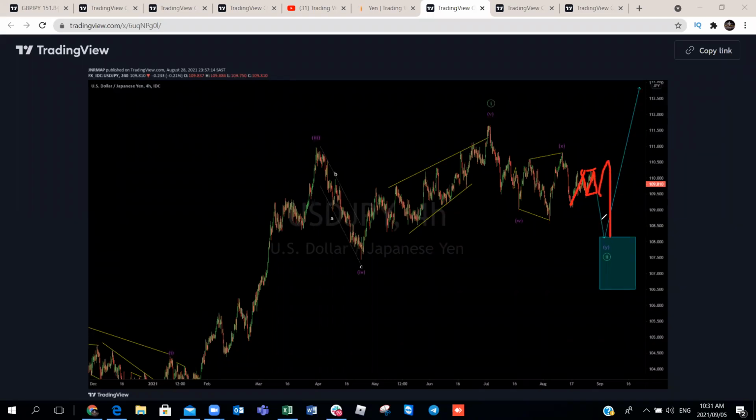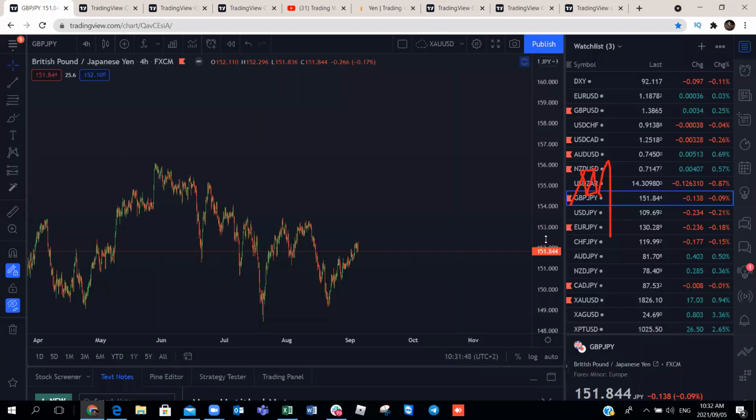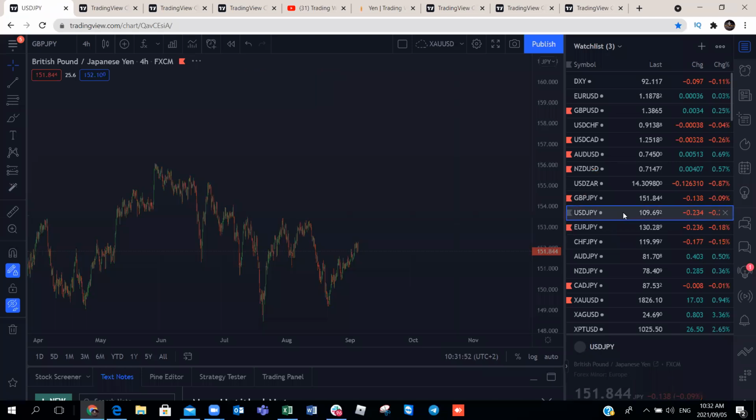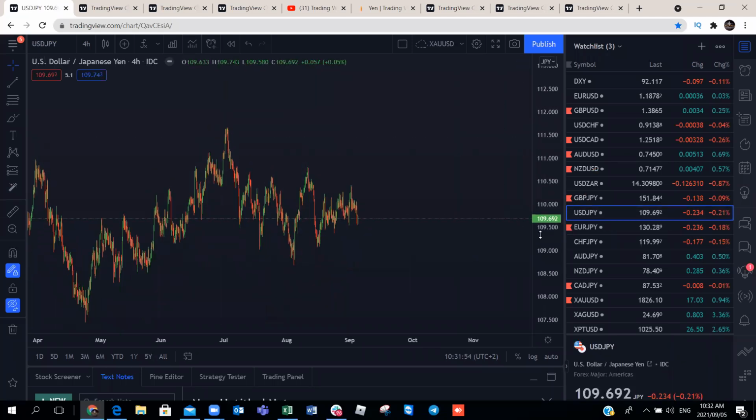We are looking for this to continue to the downside. It makes sense that we expect US dollar yen to continue pushing to the downside if we're expecting euro US dollar to pull to the downside in the short term for that corrective structure. So this is US dollar yen, and that is the structure that we've got here. We'll be expecting US dollar yen to give us a continuation to the downside.